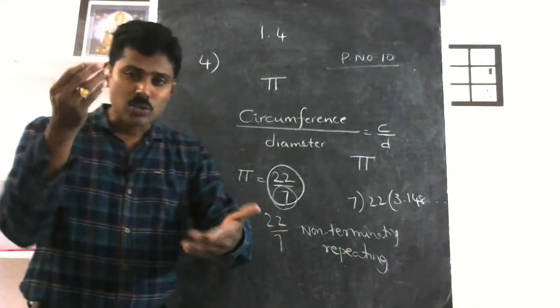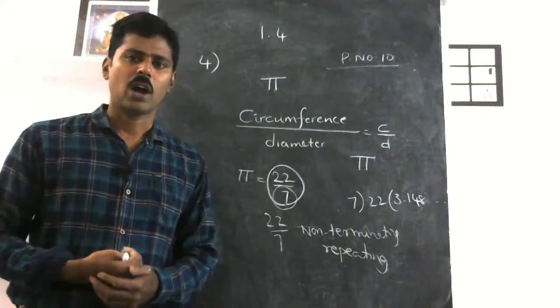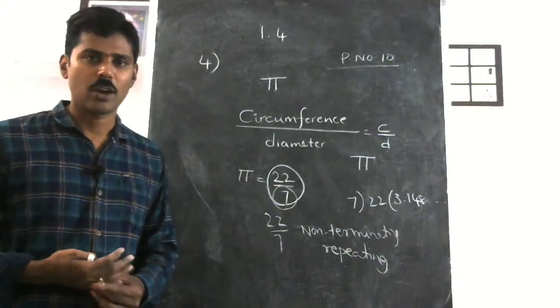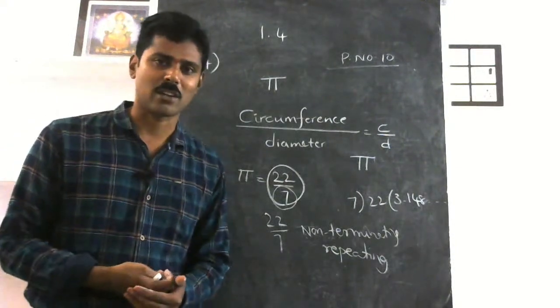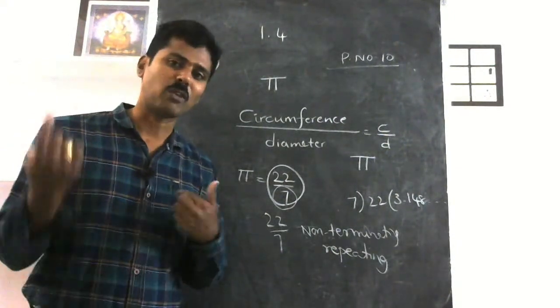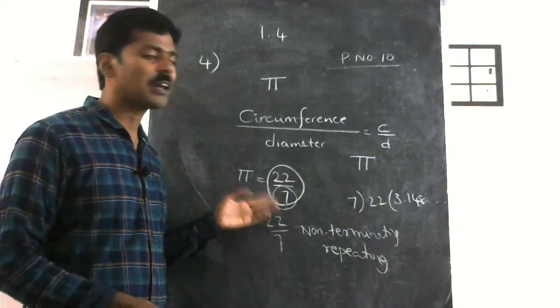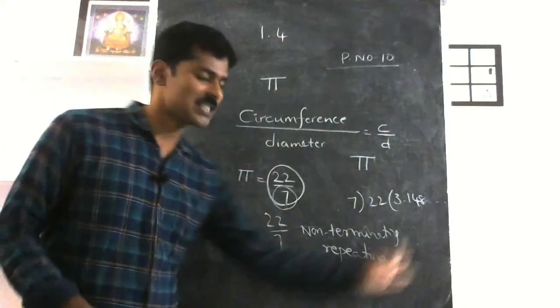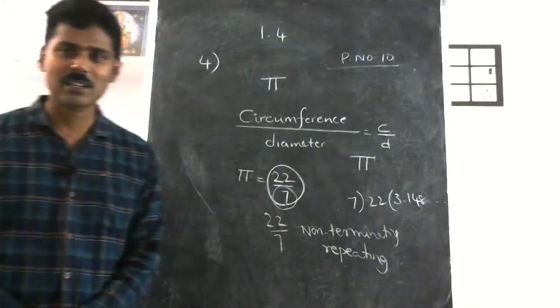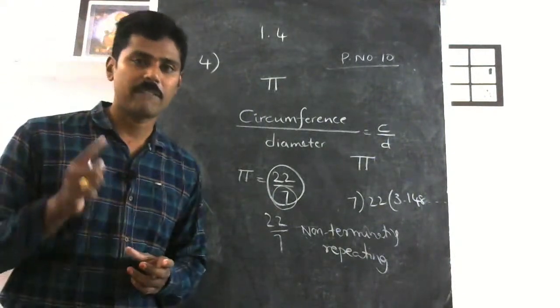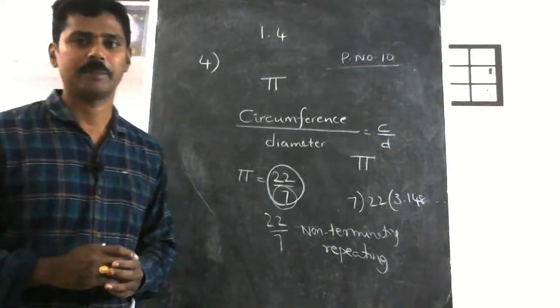So the students have to ask the question: how will pi be irrational, how will 22 by 7 be irrational? But what you have done is, since pi is irrational, you wrote that 22 by 7 is also irrational. 22 by 7 is not irrational. This is the thing where everyone should concentrate.